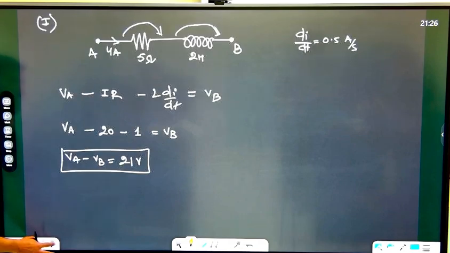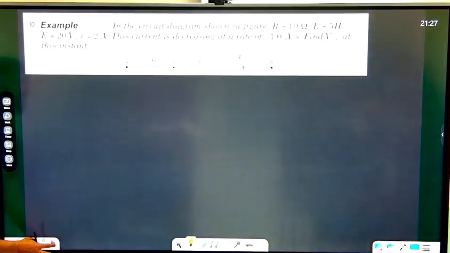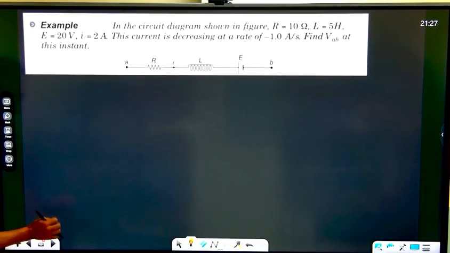Then you try this question. If it's clear, then you try this question. Same thing you have to do, step by step.